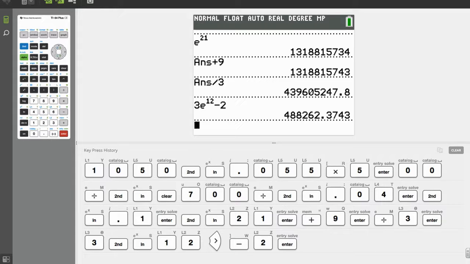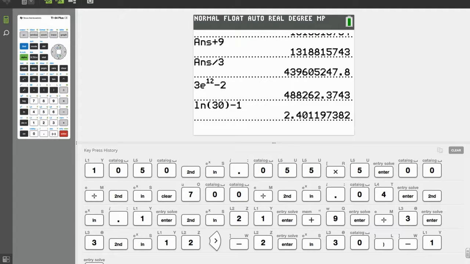We'll use the ln button on the calculator. It's highlighted in red. Make sure you close parentheses. And rounded to the nearest hundredth, we get 2.40.